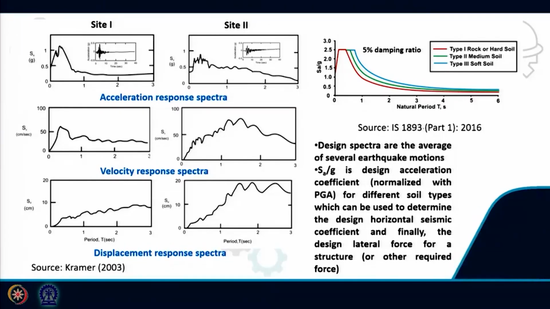Next class I will discuss how to use those attenuation relationships, and then I will get my required ground motion parameters, say PGA or PHA or velocity, in the next class.